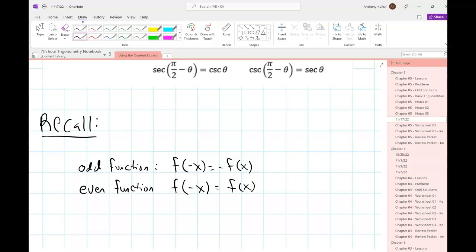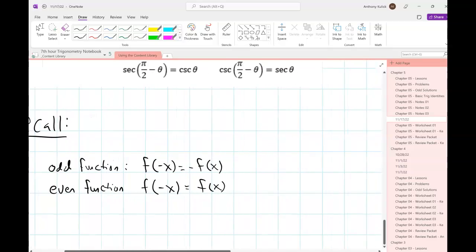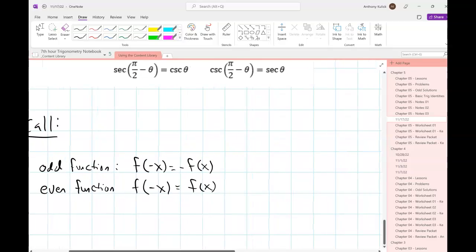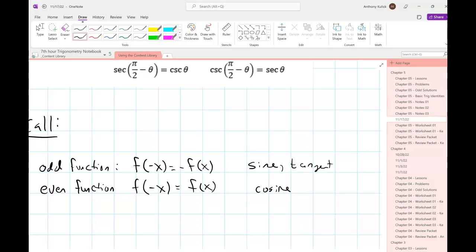Now remember back to chapter 3 when we talked about the graphs for sine and cosine and tangent. One of the things that we identified was the symmetries. We remember that sine, we said, was an odd function. And we also said tangent was an odd function. But cosine was an even function.